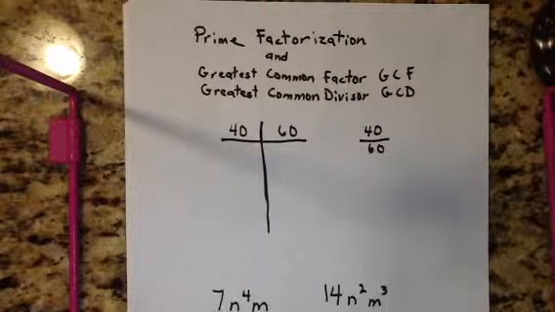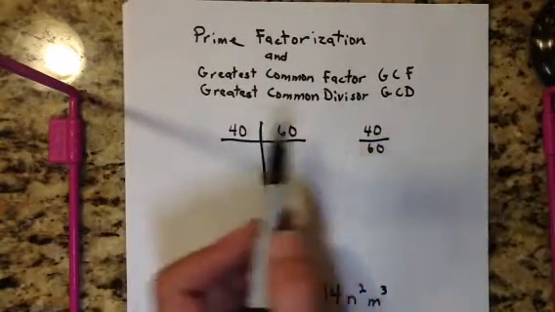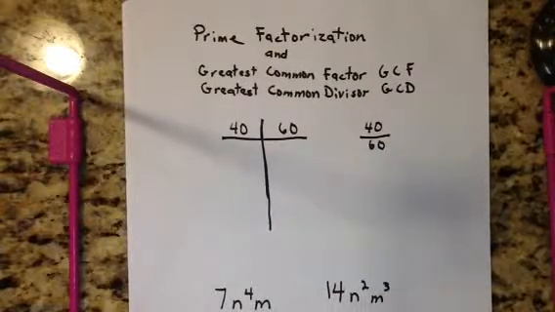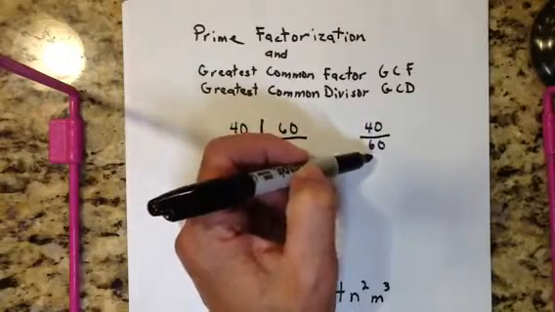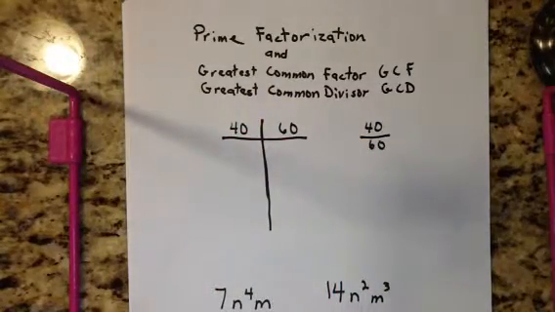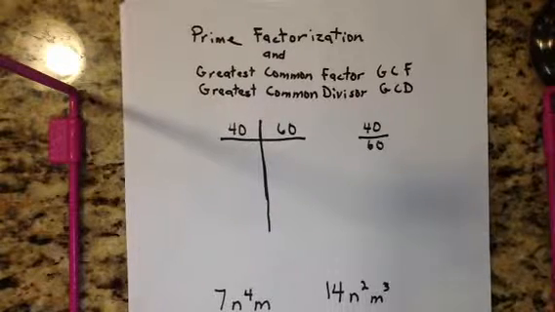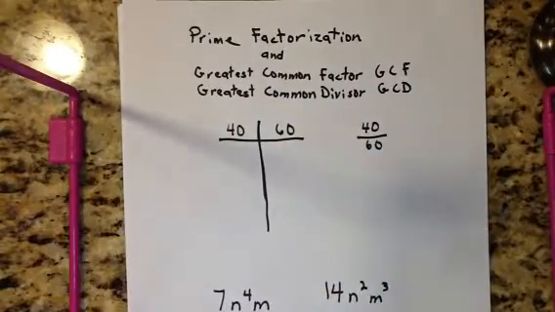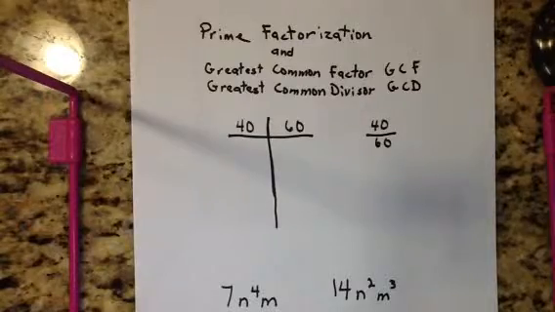Alright, today I'm going to talk about prime factorization and greatest common factor, which is abbreviated GCF, and greatest common divisor, GCD. First of all, if you have a fraction such as 40 divided by 60 and you wanted to reduce it to its lowest form, you would want to find its greatest common divisor for both of these numbers. So I'm going to show you a method for going about finding that.